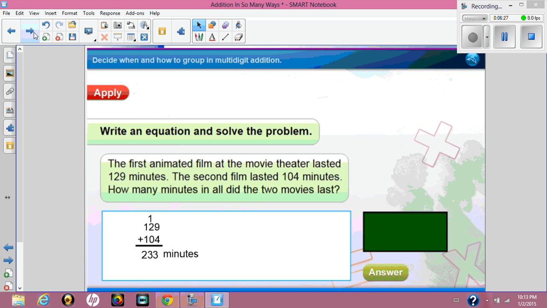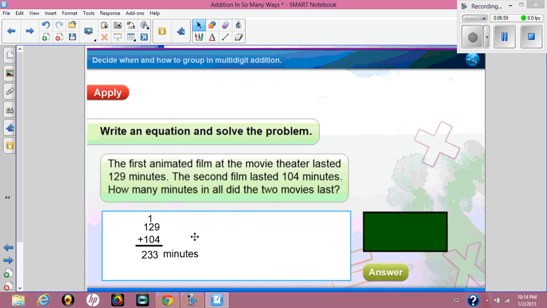Again, read the information first before we begin. Write an equation and solve the problem. Now you can do equations laterally, or horizontally, and I have created this one in a horizontal fashion, but we could simply put 129 plus 104 and solve it, but I like to align them and answer them as I go. So let's read our word problem.